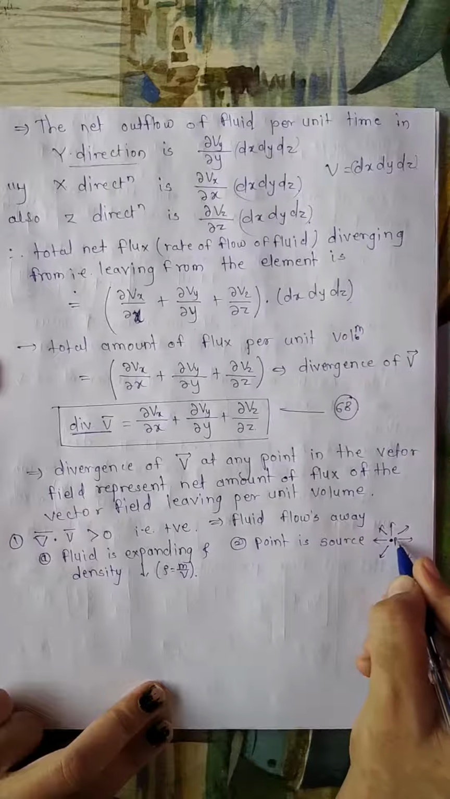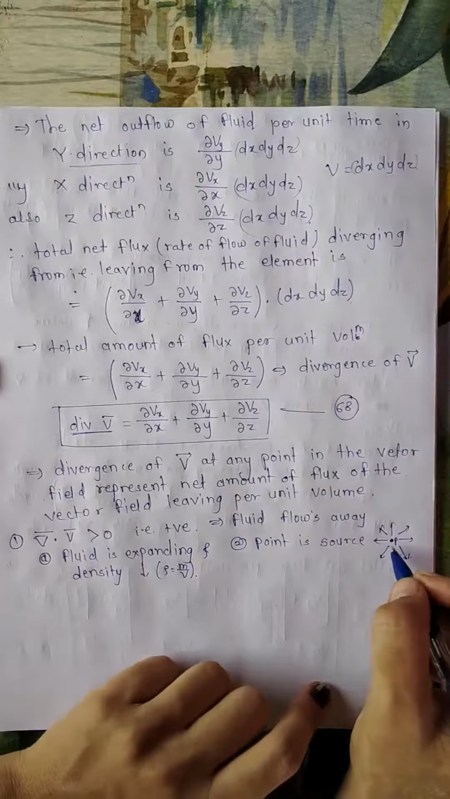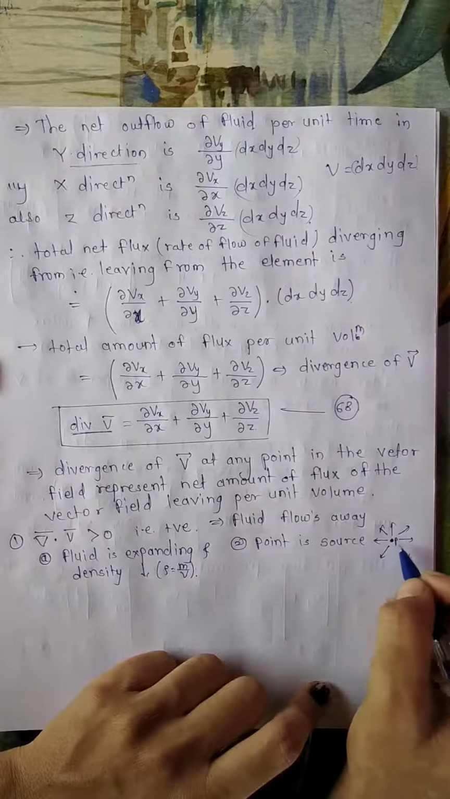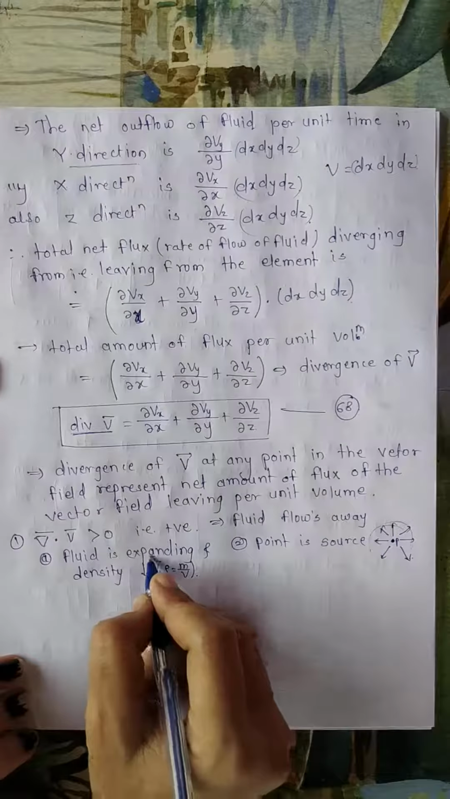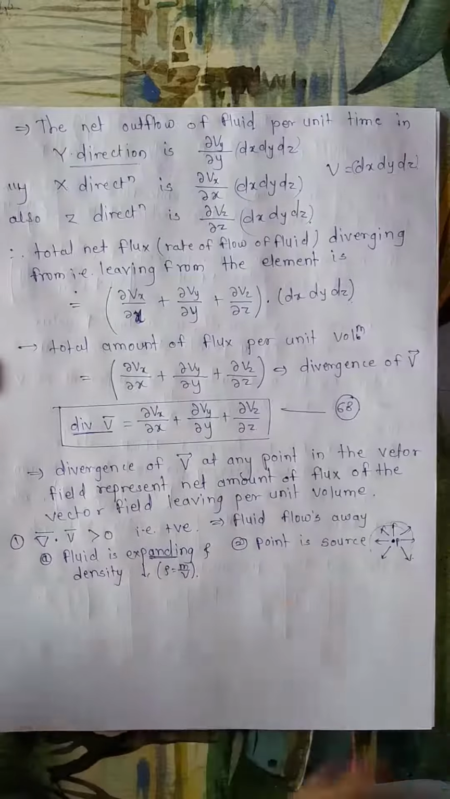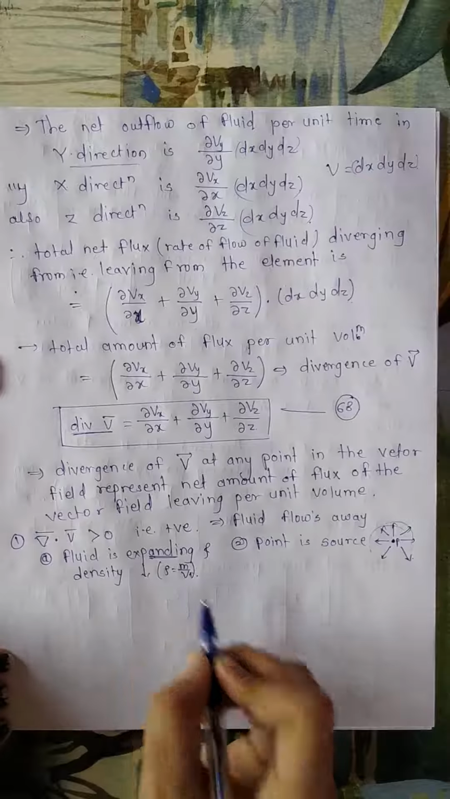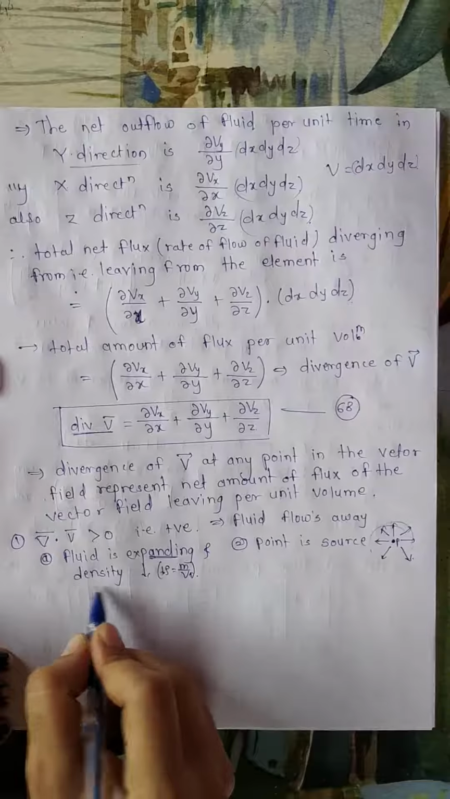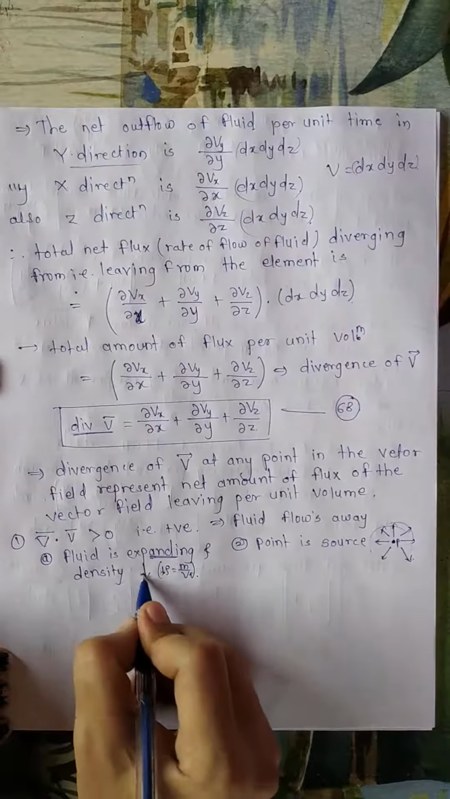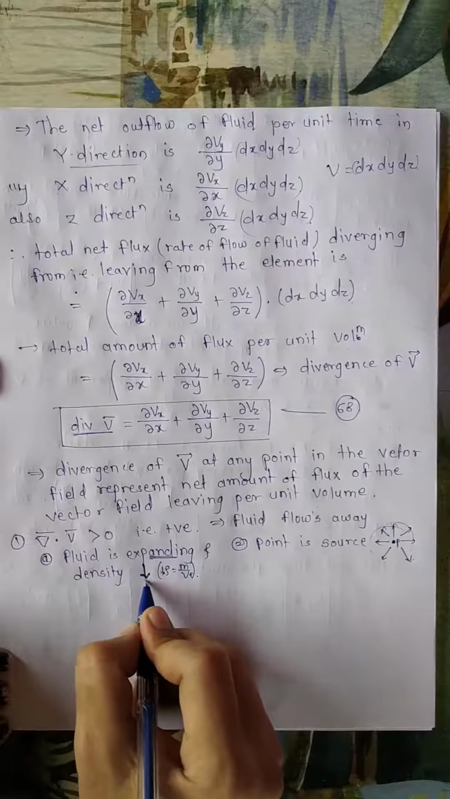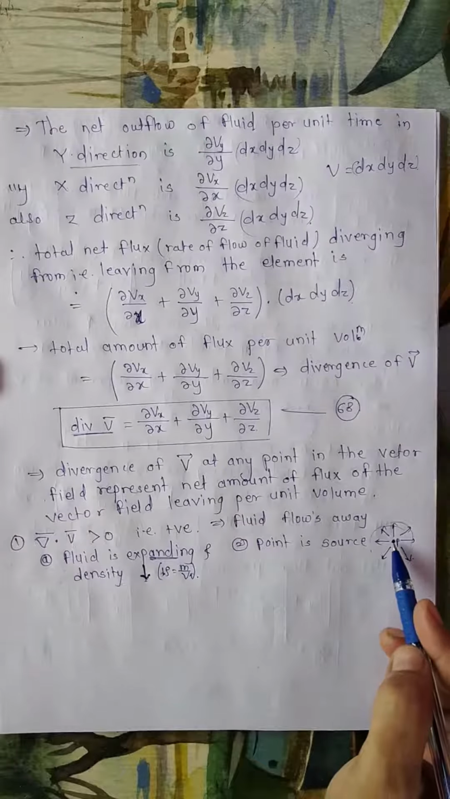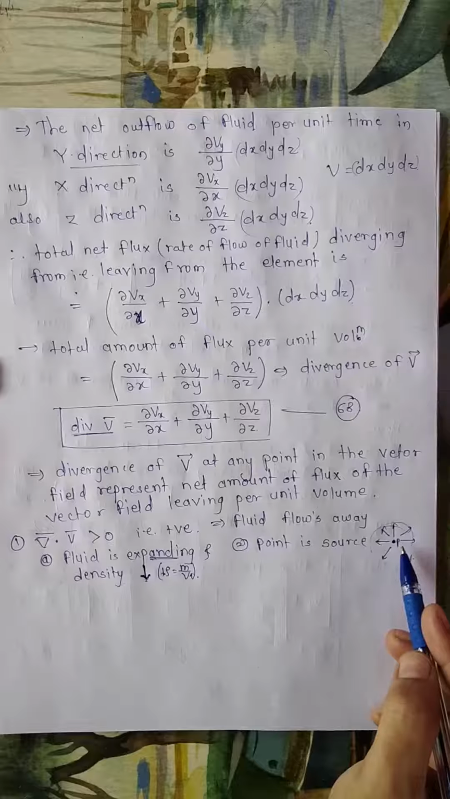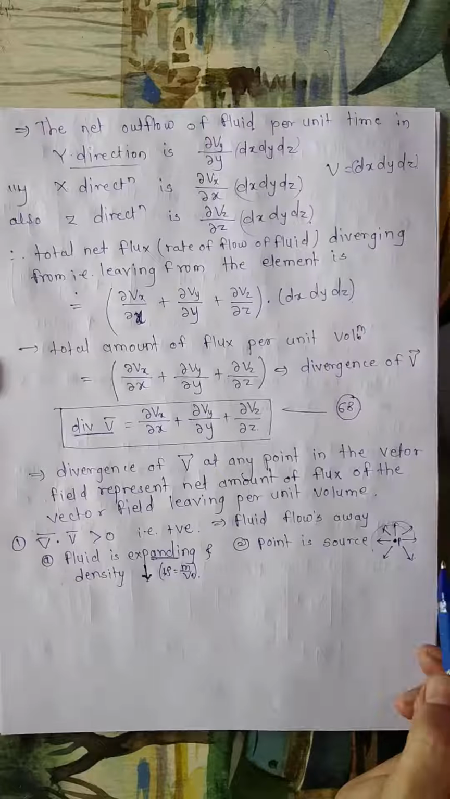Let's say this is our point P from the previous discussion. Fluid will flow away from this point P, which means the fluid is expanding, and if fluid is expanding, its volume is increasing, so indirectly the density of the fluid is decreasing. That's why I have written this downward arrow. It means density is decreasing. So here the point is called a source, or it will act as a source at which fluid is entering the field.